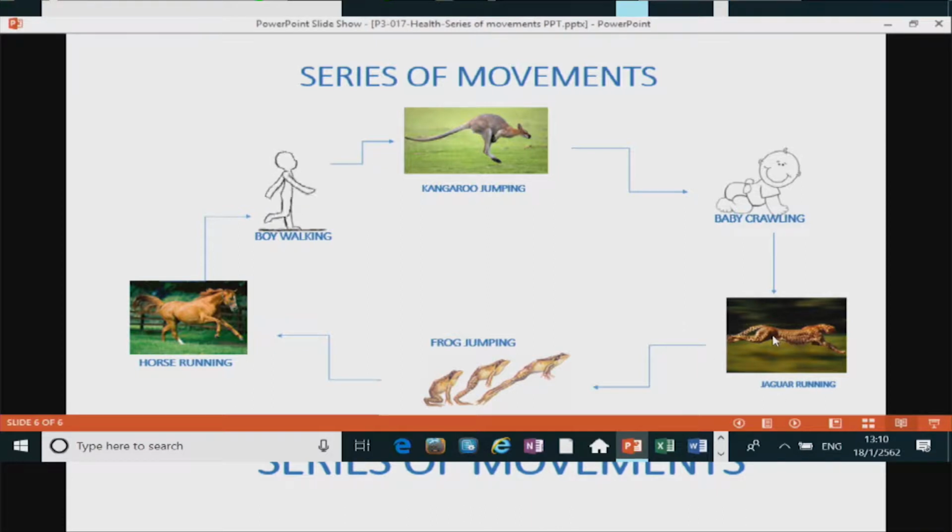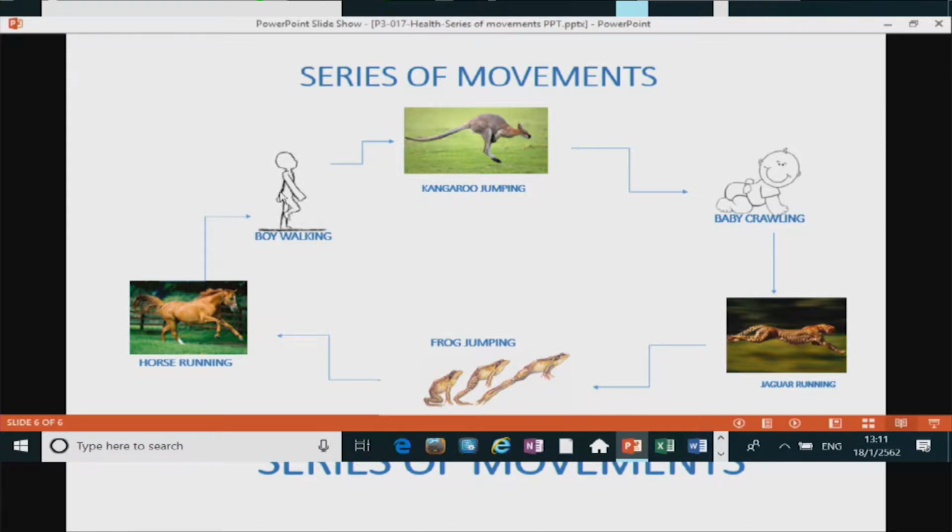How about this animal? Does anybody remember what this animal is? Jaguar. Yes, it's a big cat, very fast. And what's the jaguar doing? Running. Yes. What about this animal? Frog. And what can a frog do? Jumping. Frog is jumping. Like you guys said earlier, kangaroo jumping or frog jumping. And how about the horse? Run. Horses can run. What colour is this horse? Brown. Brown horse.